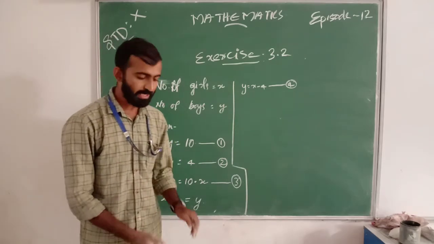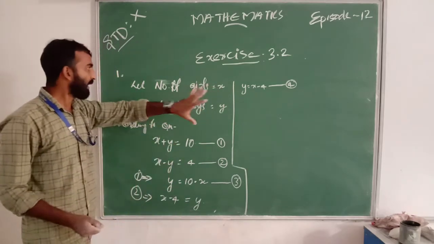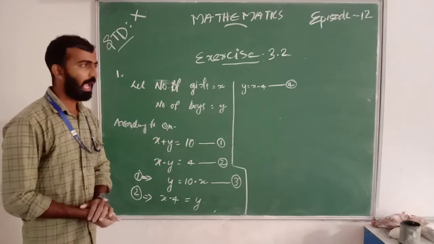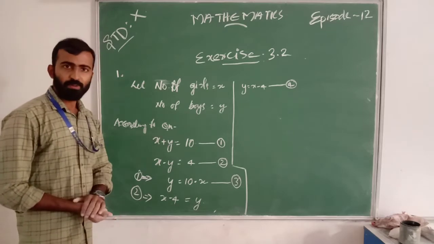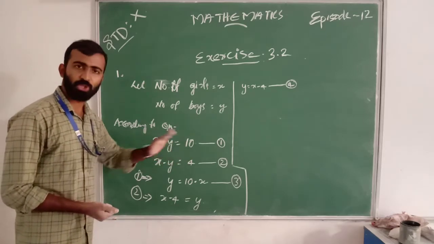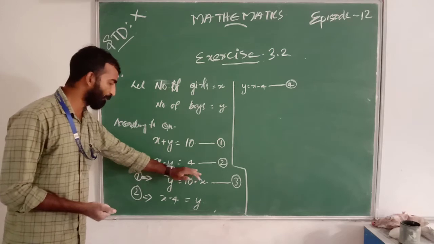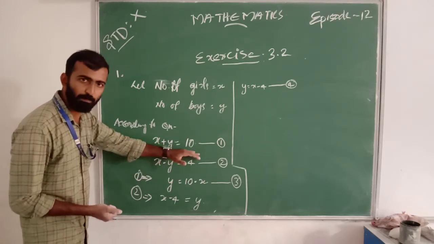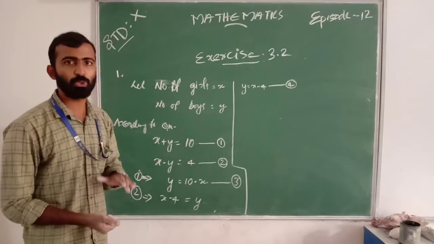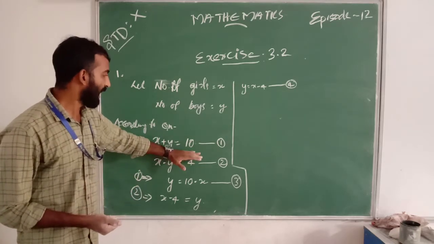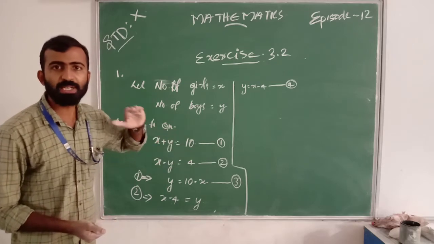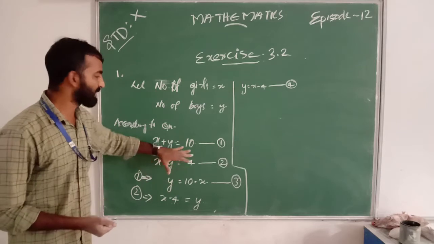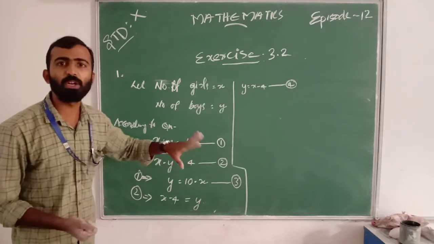Here, from the question, I take the number of girls as x and the number of boys as y. According to the question, we get x plus y equal to 10 and x minus y equal to 4. Because the question also tells that the number of students attending the quiz program is 10. So x plus y equal to 10.